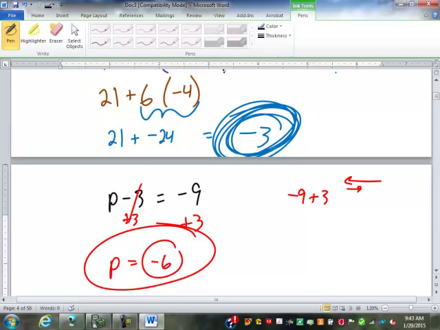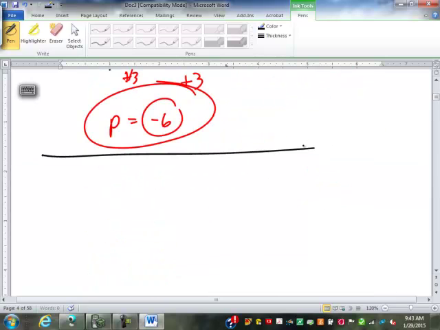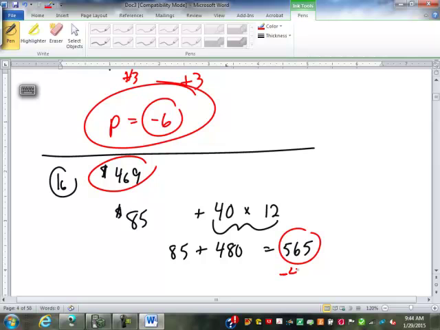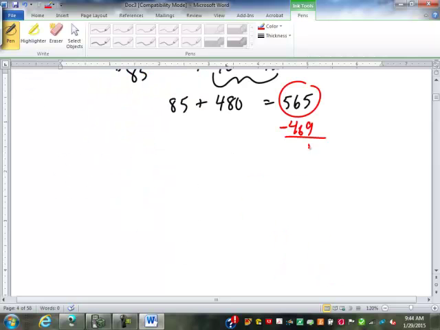How about number 16? Okay, so number 16. The jack costs $469. Or he can finance $85 down plus $40 a month for 12 months. So 40 times 12 is 480. 85 plus 480 is 565. So that's what you would pay if you financed instead of the 469. So you subtract 469 from that to get $96 as your difference.